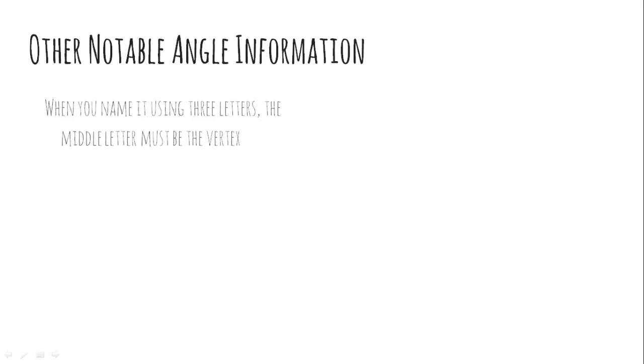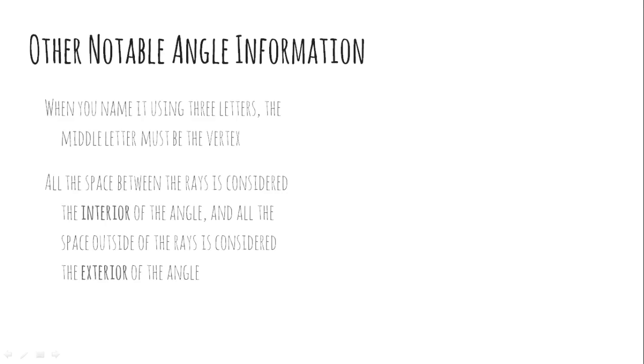Okay, so a couple other pieces of angle information. When you're naming an angle using three letters, the middle letter has to be the vertex. That's going to be a key indicator into how we're going to read angles. And when we look at an angle, any of the space between the two rays is going to be considered the interior of the angle, and all the space outside of the rays is considered the exterior of the angle. So if you see in the picture on the right, the interior is between those two rays on the right hand side, and the exterior is all of the stuff on the outside of the angle.